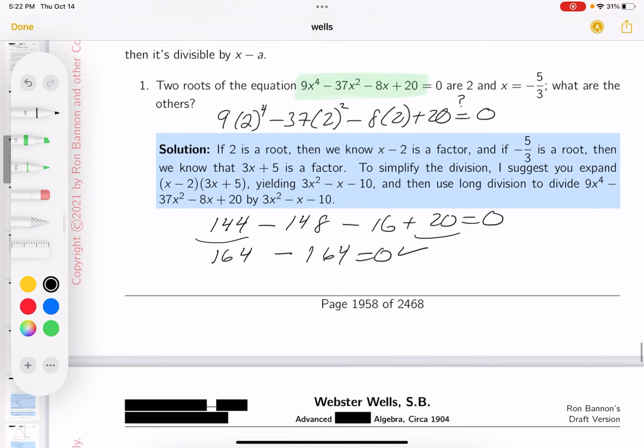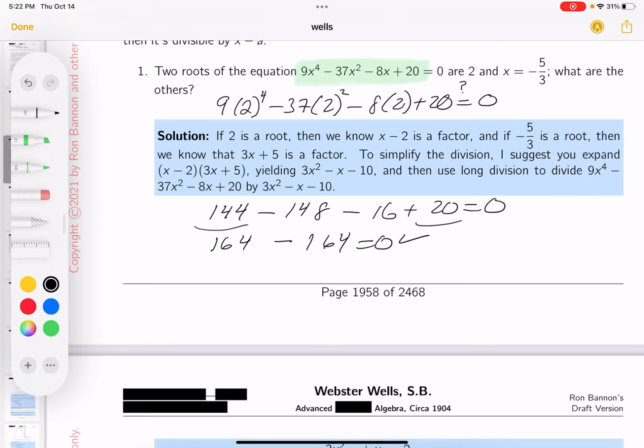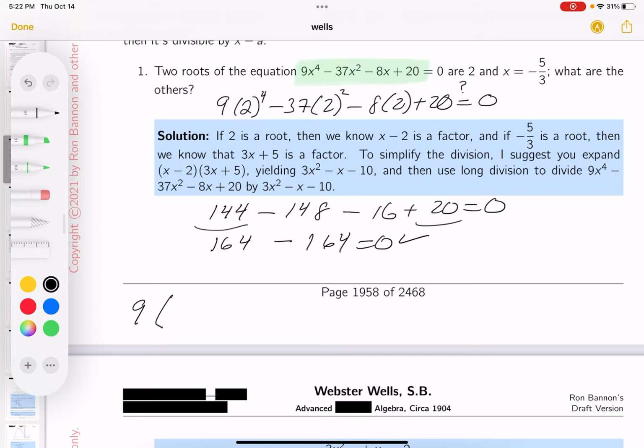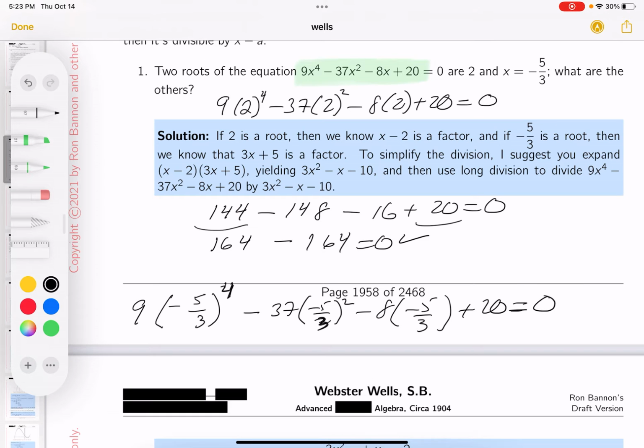This is done. Now, again, I'm a doubting Thomas. It's a lot of work, but I'm going to put it down for you. I'm going to write this over here, 9 times minus 5/3 to the 4th power. That's crazy, that's a lot of work. Minus 37 times minus 5/3 squared, minus 8 times minus 5/3, plus 20 equals 0. By the way, the question mark gets removed now for the first one, since I know it's equal.